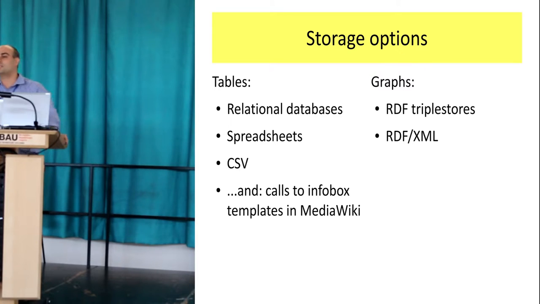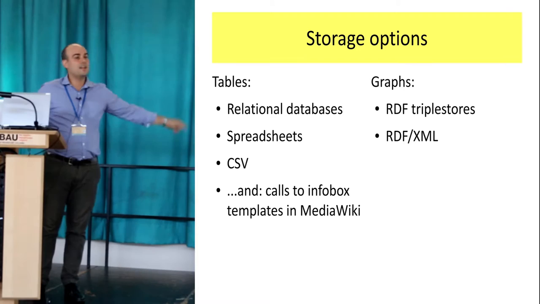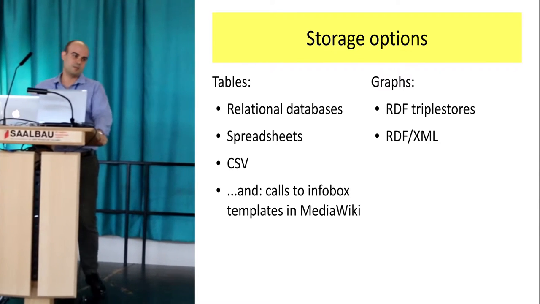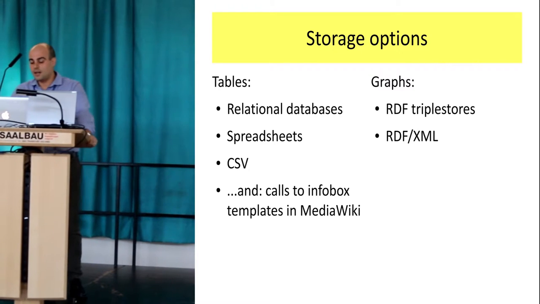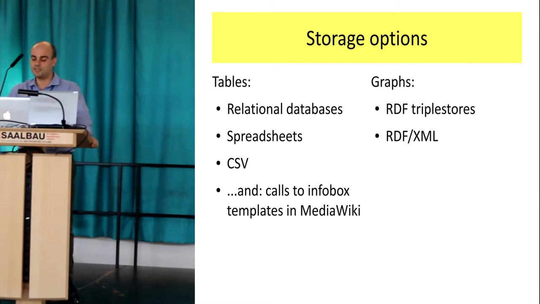If you're talking about tables, obviously there's relational databases, i.e. SQL-based databases. You've got spreadsheets and CSV. And then I contend that infobox calls in MediaWiki are also an example of tables. We'll get to that. For graphs, in the semantic web sense of the term, generally the discussion is about triple stores and then RDF XML, and then of course a lot of alternates. Both of these lists could be much longer.